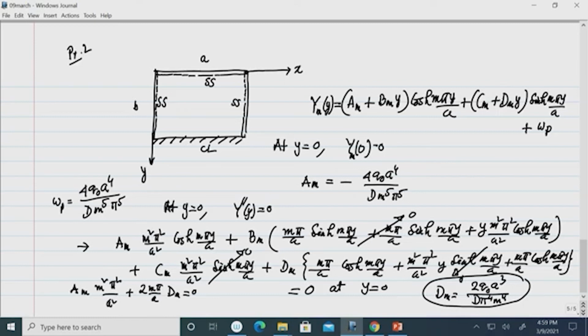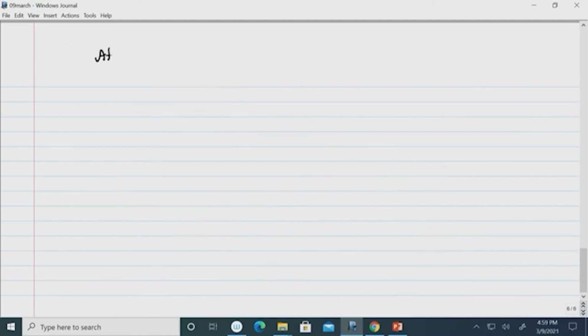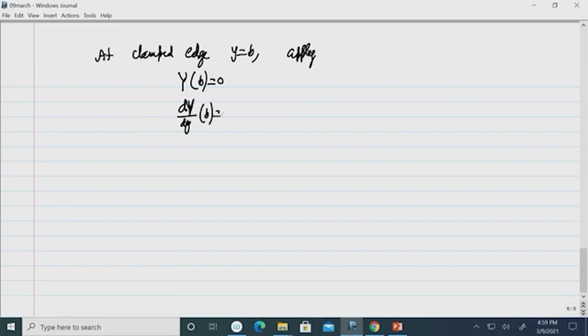Other two constants will be found out by applying the boundary condition at these edges, that is clamped edges. At clamped edges, that is y is equal to b, apply this equation and dY by dy, capital Y of course, at b equal to 0. By using these two equations, you will be able to get these two constants.